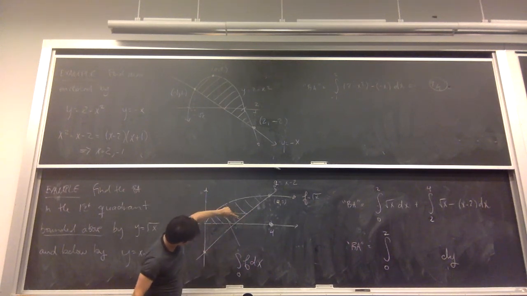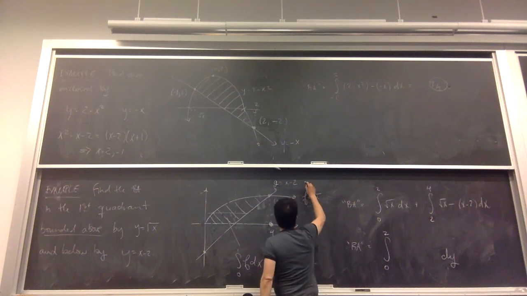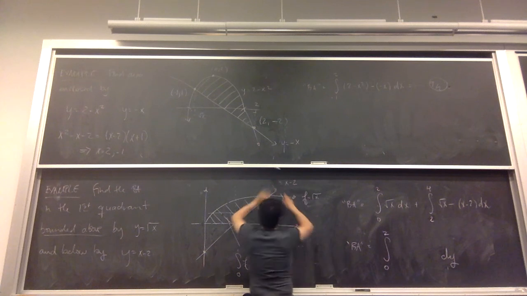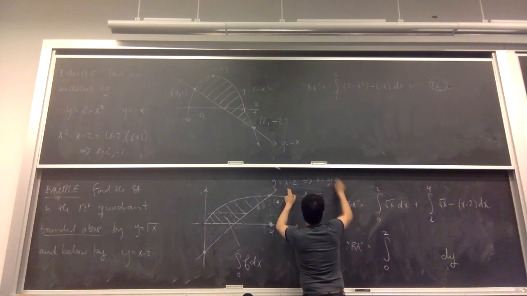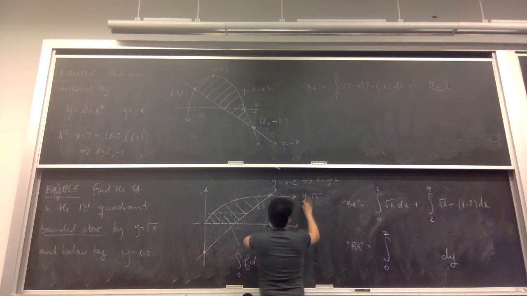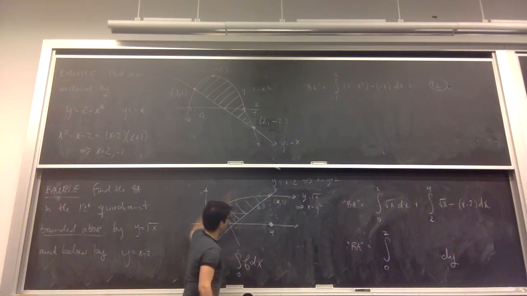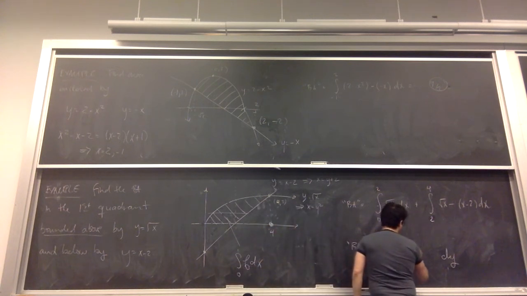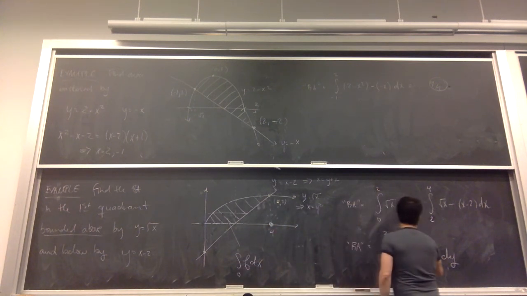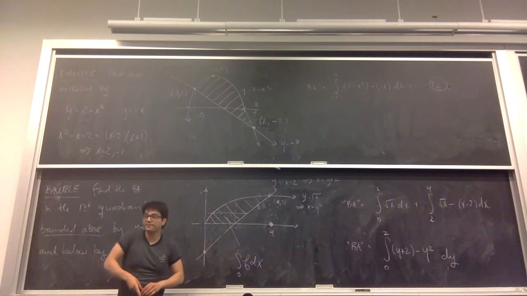The top one is going to be this guy, but I have to express it in terms of y. So really this was y equals x minus 2, which means x is equal to y plus 2. This is y equals square root of x, which means that x is equal to y squared. So the bottom one is y squared, and the top one is y plus 2. So you get y plus 2 minus y squared. A single integral will give you that area.